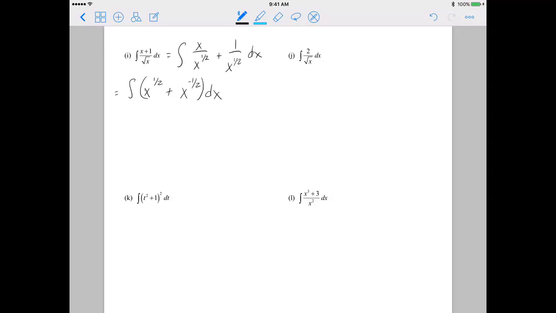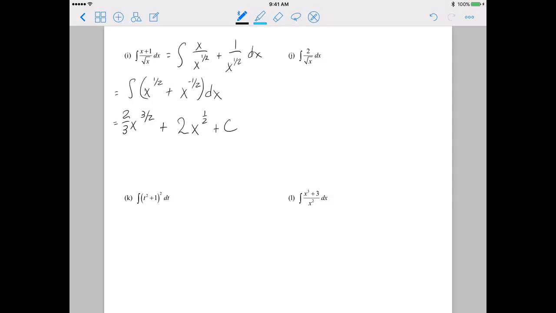Okay, now I have done enough algebra in order for me to be able to use the power rule. So I bump up the exponent by 1, that's going to say x to the 3/2, and then divided by 3/2 is the same thing as times 2/3. And then plus, if I bump up negative 1/2 by 1, that's going to become positive 1/2. Dividing by 1/2 is the same thing as multiplying by 2. And then don't forget plus c.